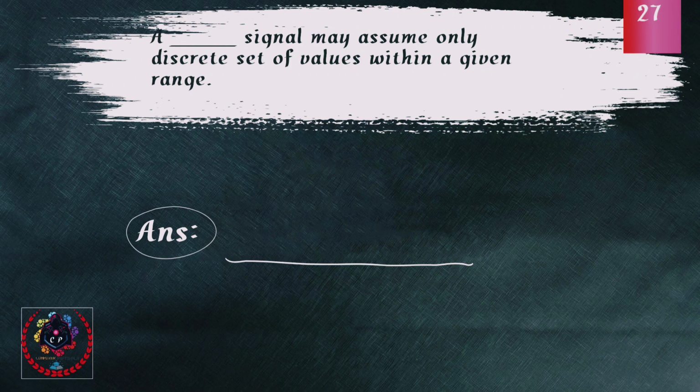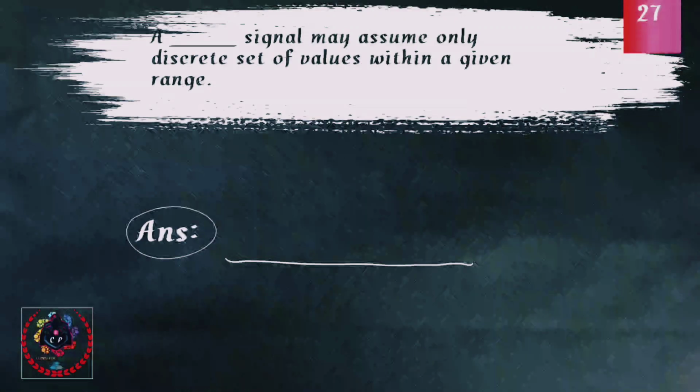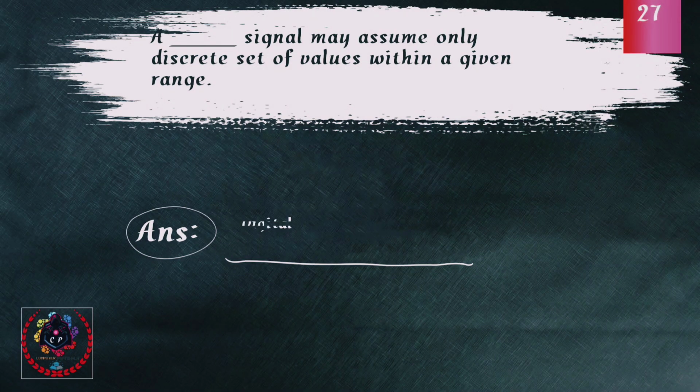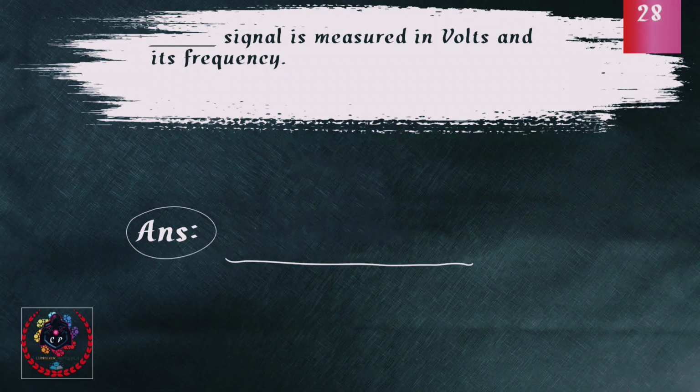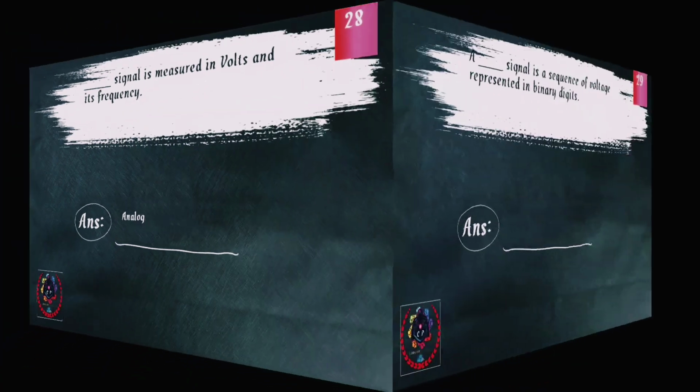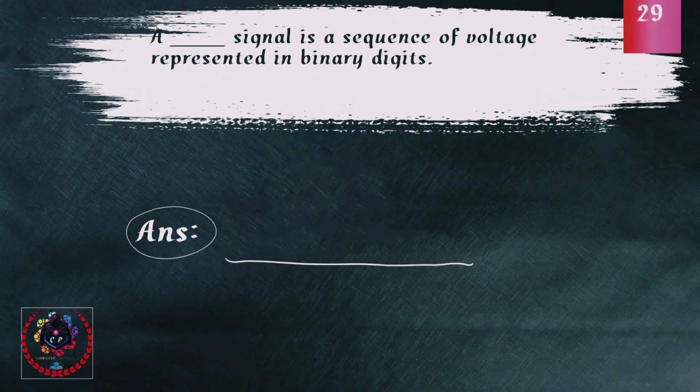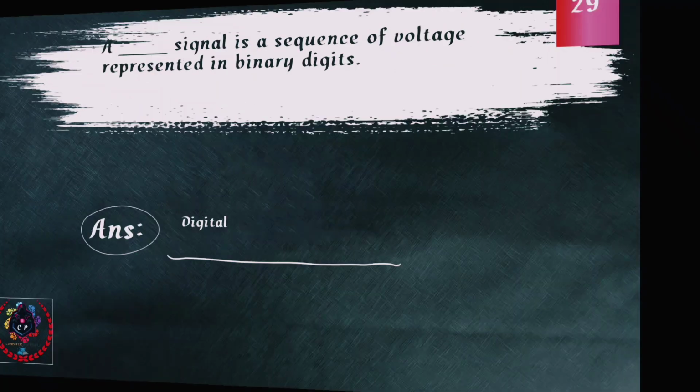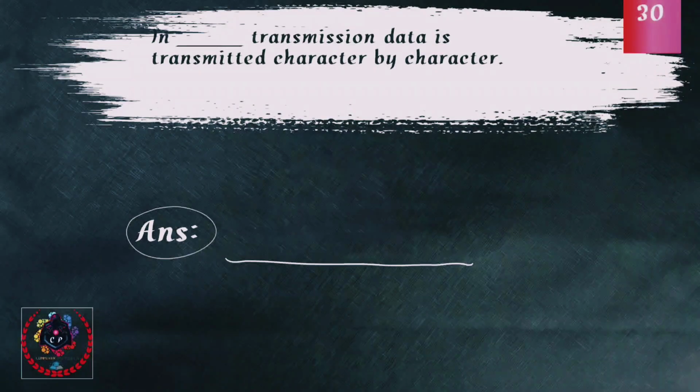A signal that may assume only a discrete set of values within a given range is digital. An analog signal is measured in volt and frequency. A digital signal is a sequence of voltage represented in binary digits. In asynchronous transmission, data is transmitted character by character.